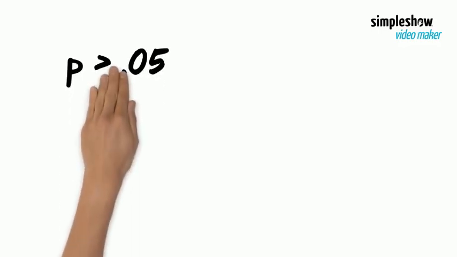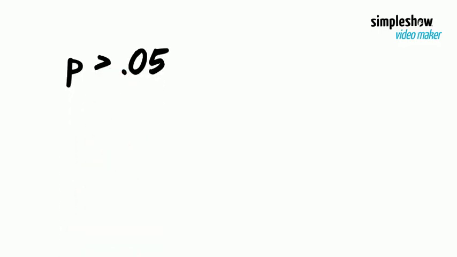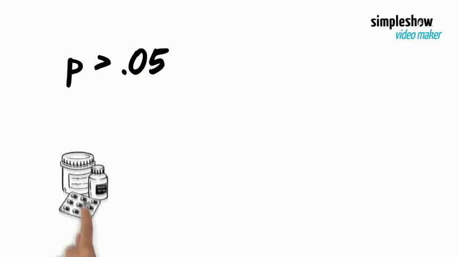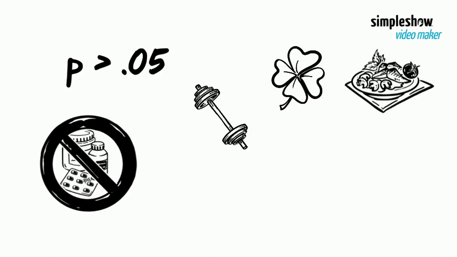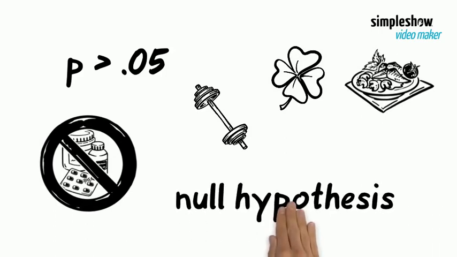Alternatively, if the p-value was greater than 0.05, it means there is a greater than accepted chance that the effect was due to factors other than the alternative hypothesis, and we have to accept the null hypothesis.